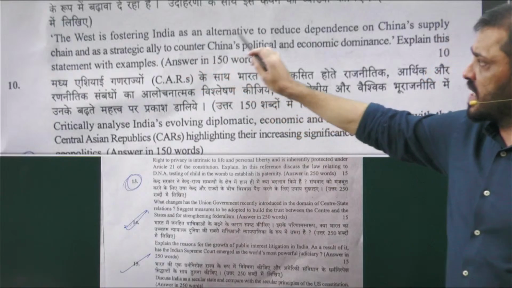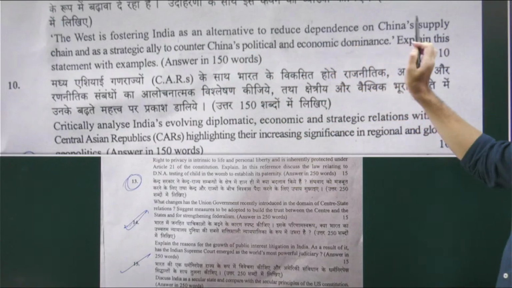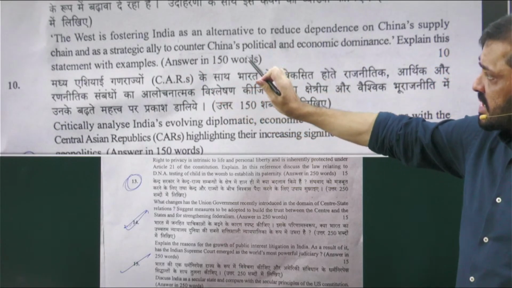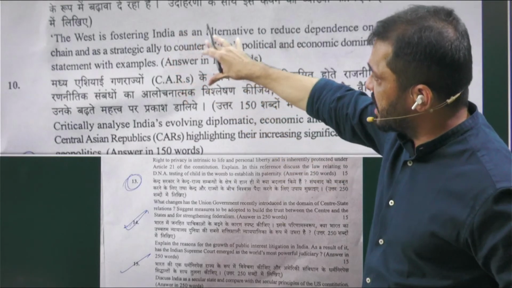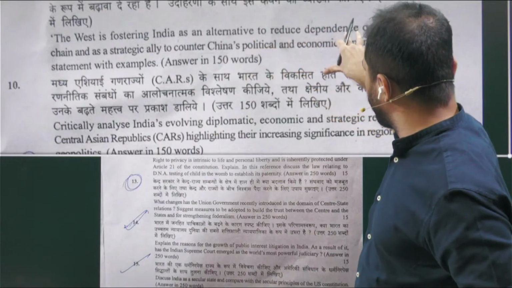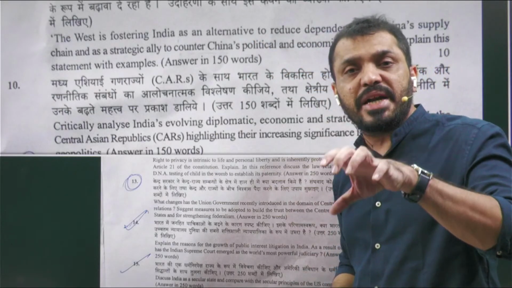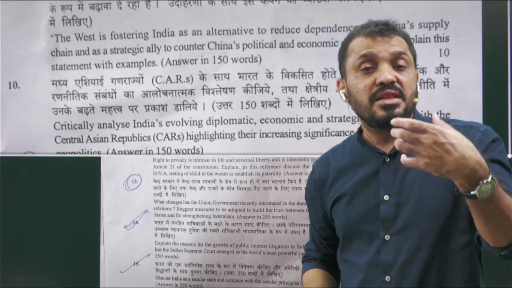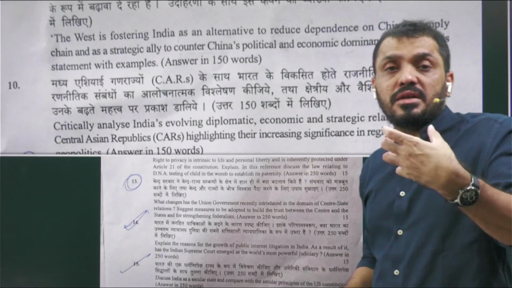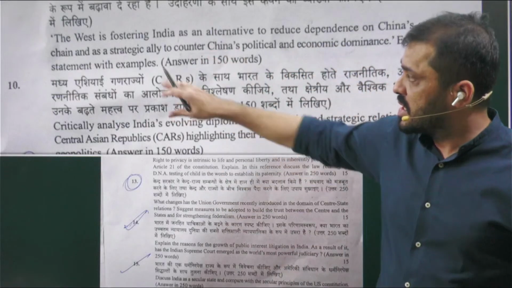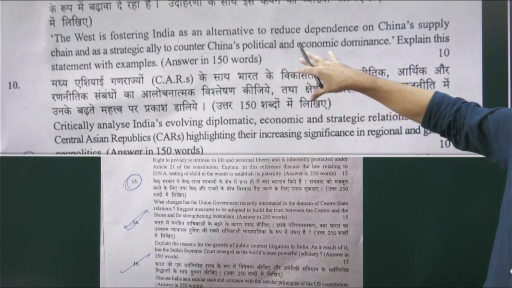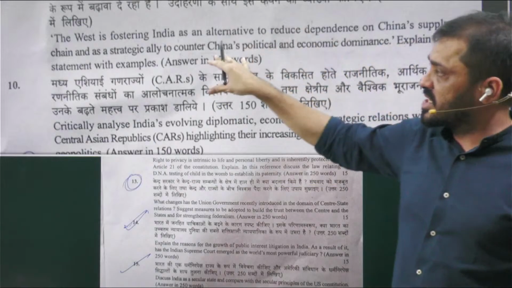The West is fostering India as an alternative to reduce dependence on China's supply chain. That means the first part: the West is fostering India as an alternative to reduce dependence on China. Second one, as a strategic ally to counter China's political and economic dominance. Explain this statement with example.